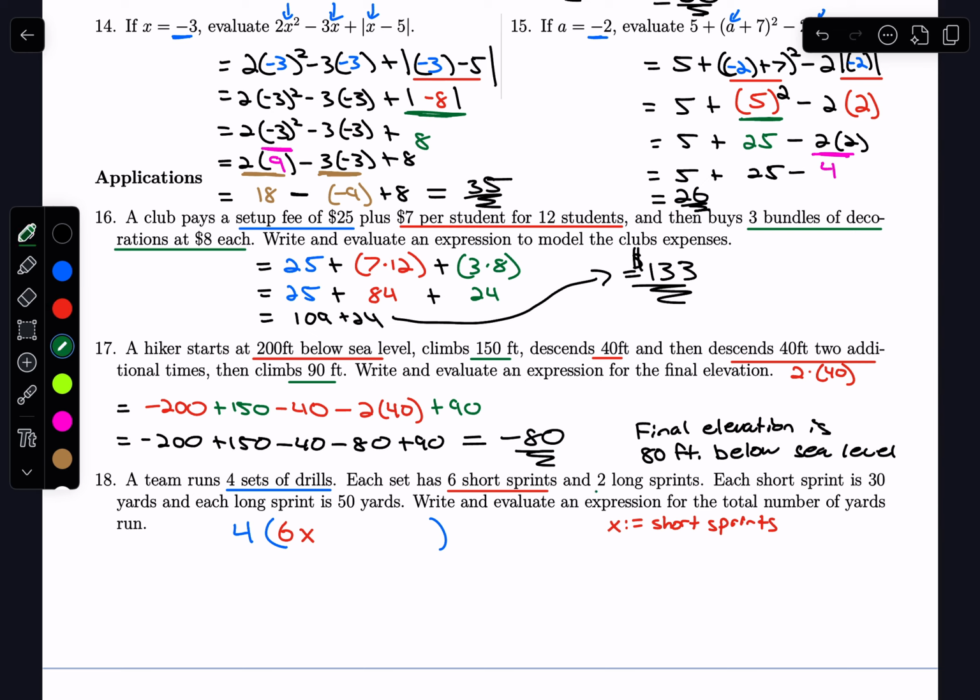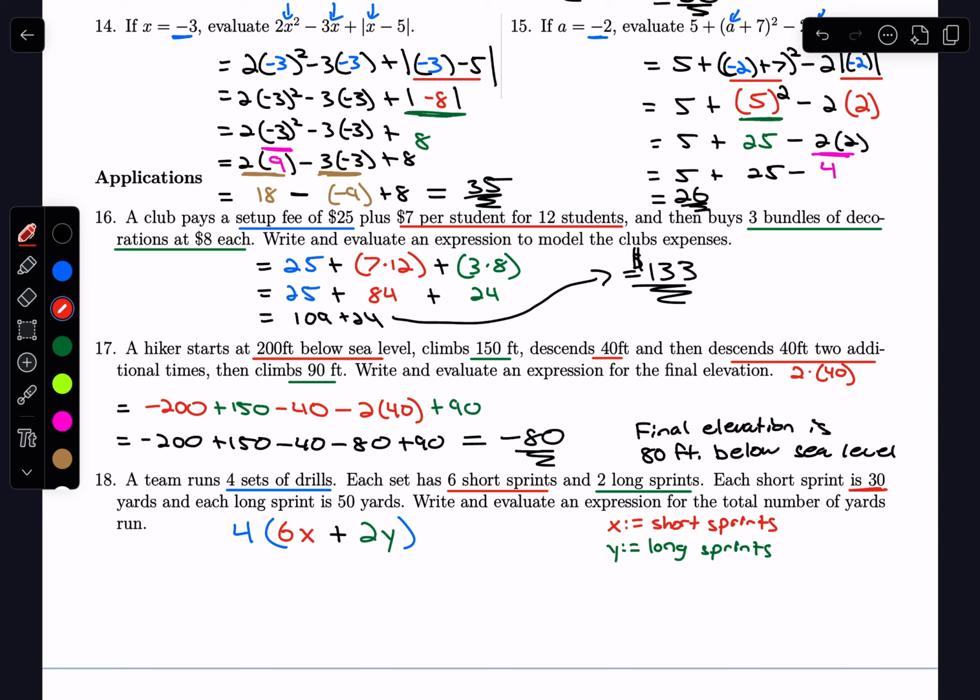And then we're going to include 2 long sprints. So we're going to be adding to these short sprints 2 long sprints. So I'm going to put 2y, where y is going to represent long sprints. So on the side, I'll define my variable. y is long sprints. Okay. And then later it tells us how long a short and a long sprint are. But for right now, we have this expression 4 times 6x plus 2y. Okay. That adequately represents 4 sets of drills where we're doing 6 short sprints and 2 long sprints in each drill. Okay, but now we're going to actually plug in the numbers for x and y.